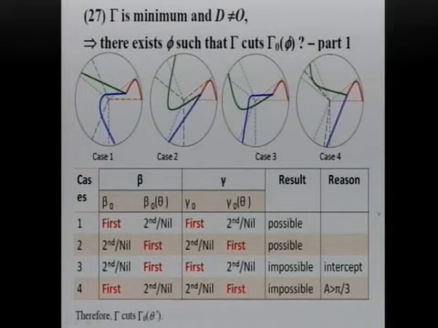But we want to know how beta cuts the sector. These are all possible cases. In case 3, there is an intersection point, and in case 4, the area must be larger than pi over 3. In case 1 and case 2, it shows that there exists phi such that big gamma cuts big gamma phi. So statement 27 is true. As the necessary condition of statement 20 must be true, by the Fermat point, radius method is the best solution.